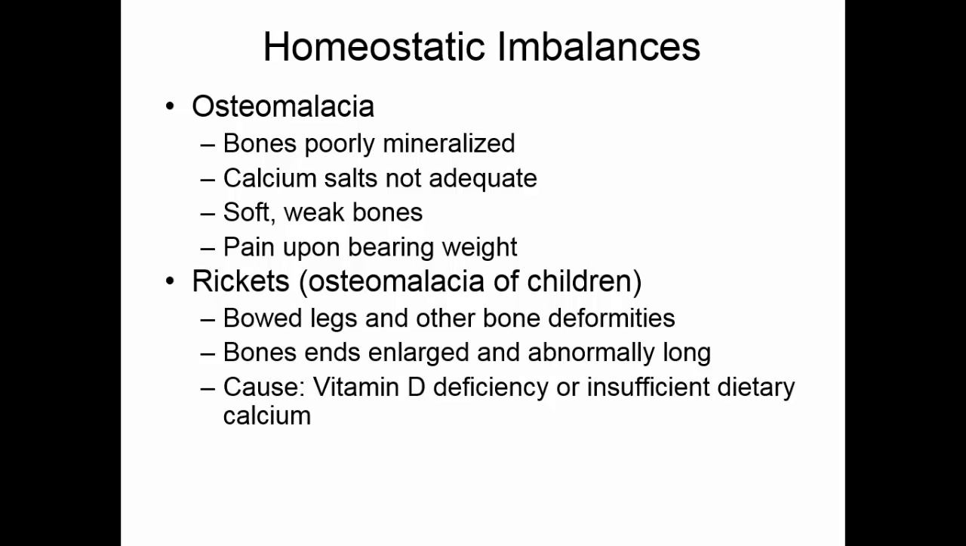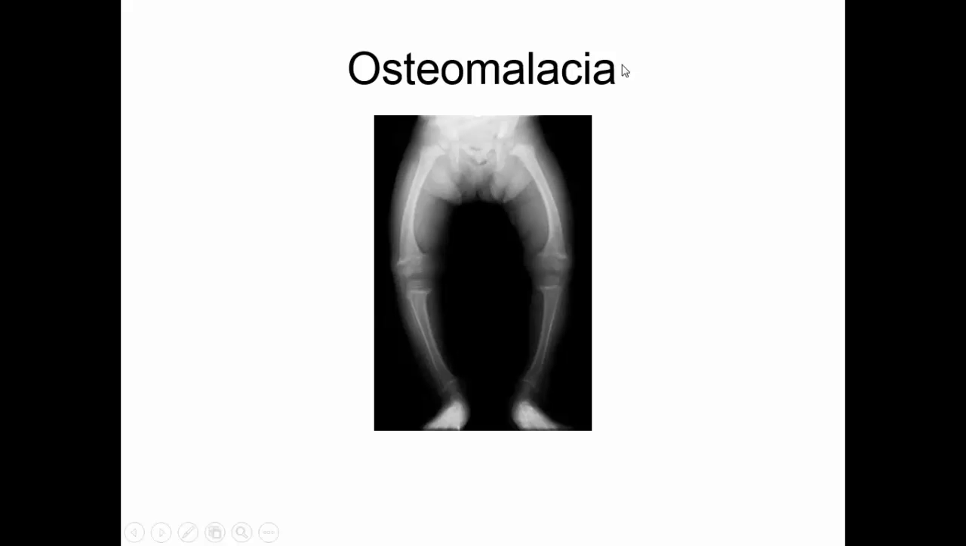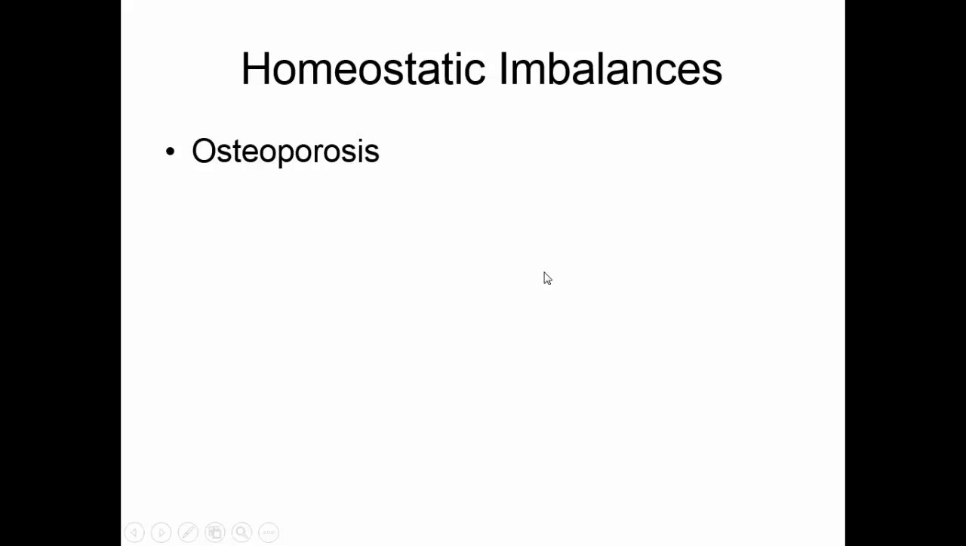Rickets used to be fairly common in areas of the world where there wasn't a lot of sunlight, since you need sunlight to make vitamin D, or in areas where the diet was poor and there was very little calcium. But now it's not as common because we put vitamin D in the milk, and most kids get milk like they're supposed to. Here is rickets or osteomalacia with the bowed legs, and notice how the heads of these bones, these epiphyses, are much broader than they should be.